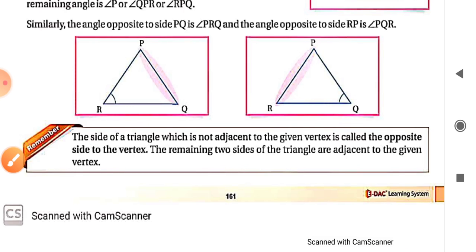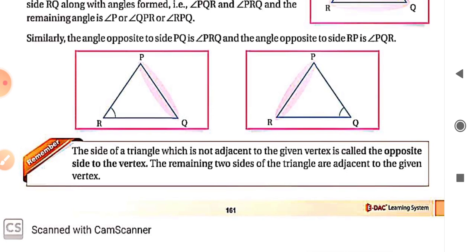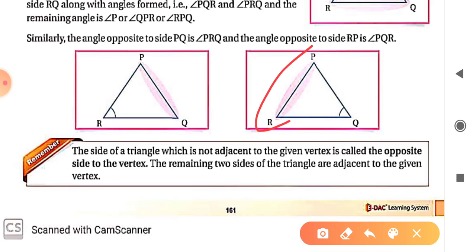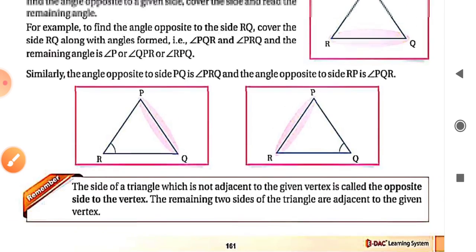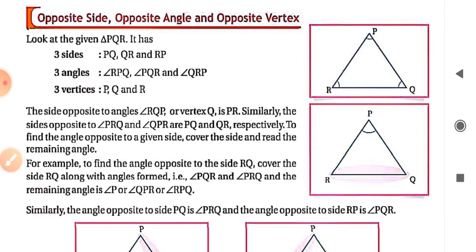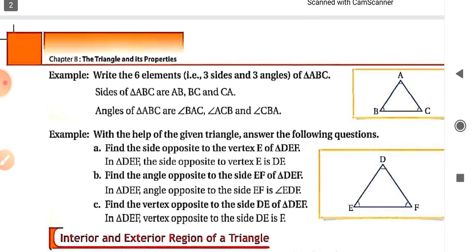Similarly, we can also find the opposite vertex. If we are given a side PR and we have to find the opposite vertex of PR, then its opposite vertex is Q. This is opposite side, opposite angle and opposite vertex.